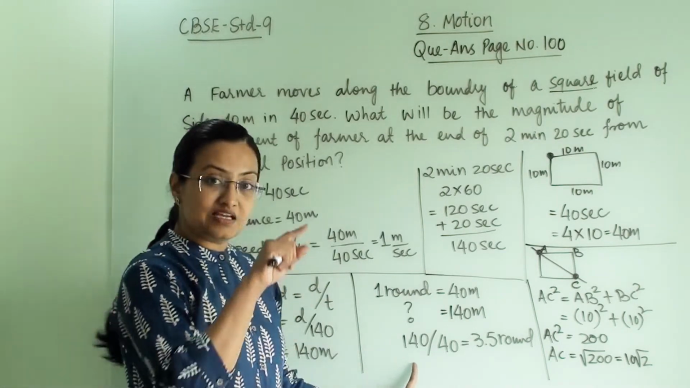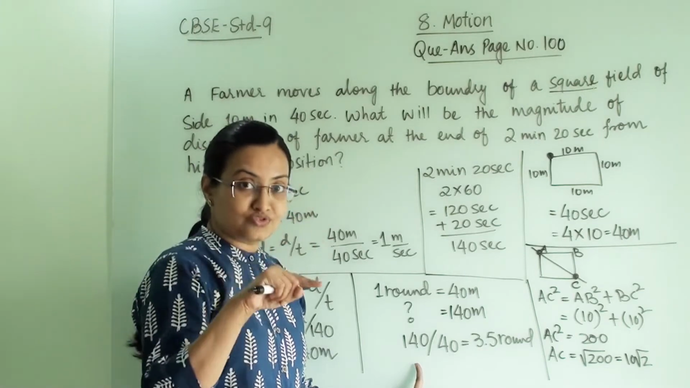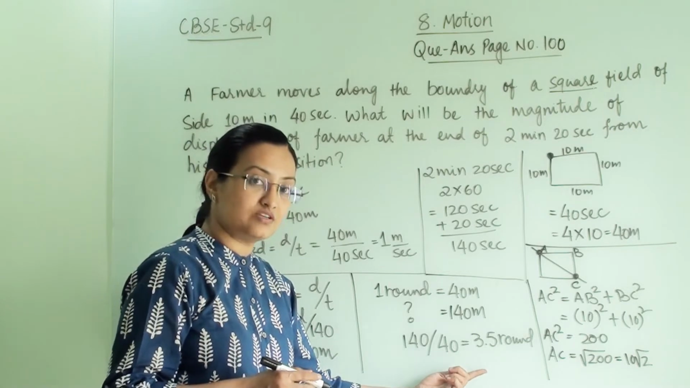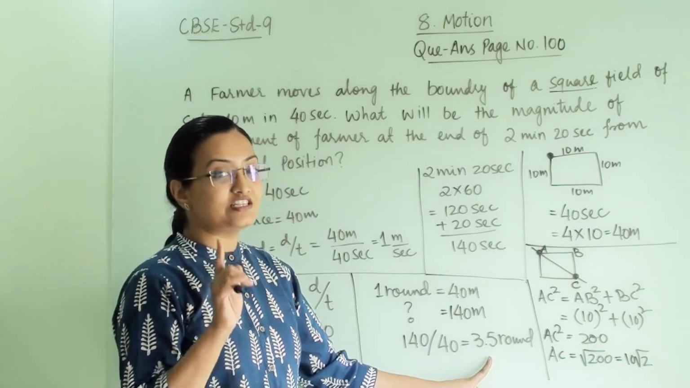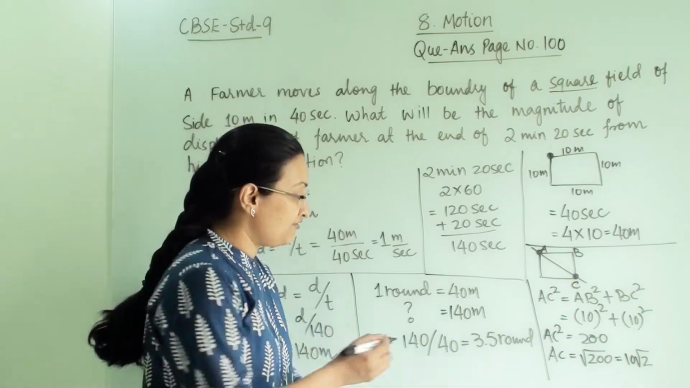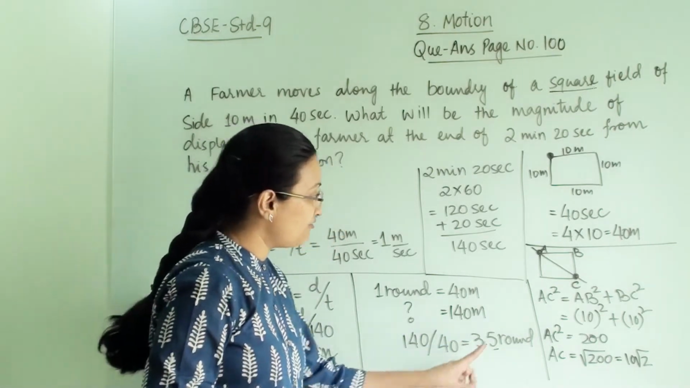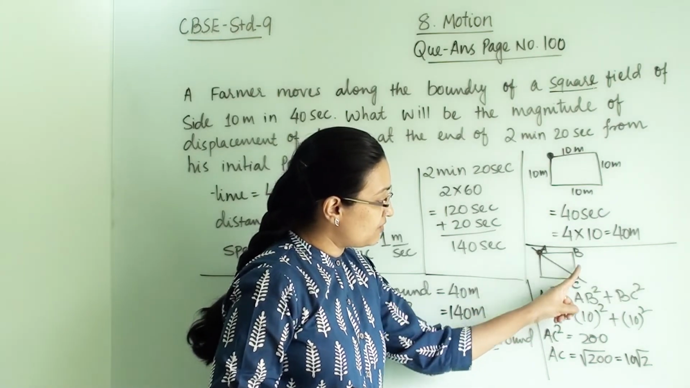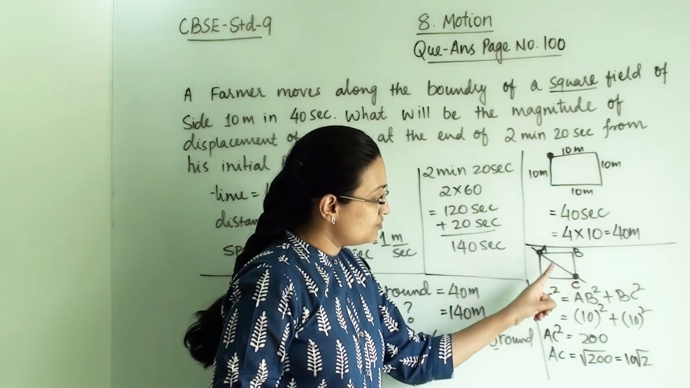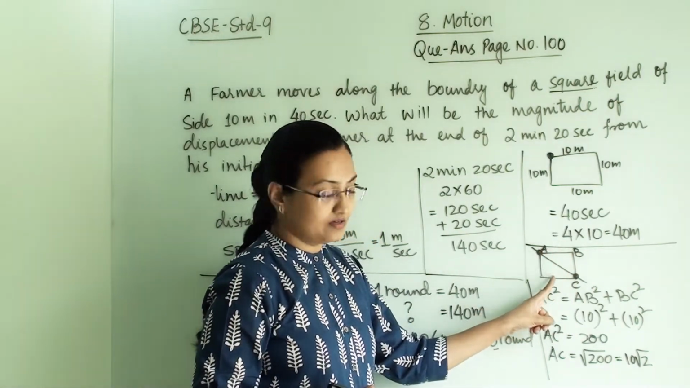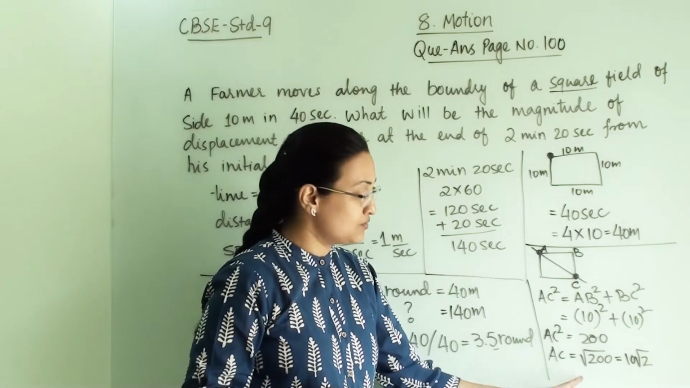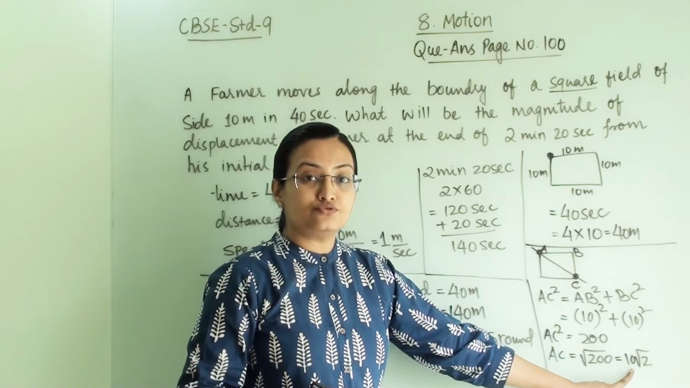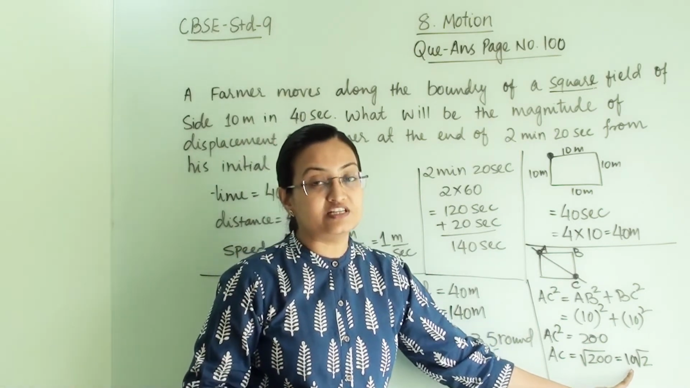Now he is covering rounds. So we checked how many rounds he will cover with this much distance. After each round, his displacement will be 0. So the leftover is half a round. After half a round, he will reach here at C. So this is going to be our triangle. We have used the Pythagoras theorem to find this displacement, and we got 10 into the square root of 2. So this will be the displacement of the farmer.